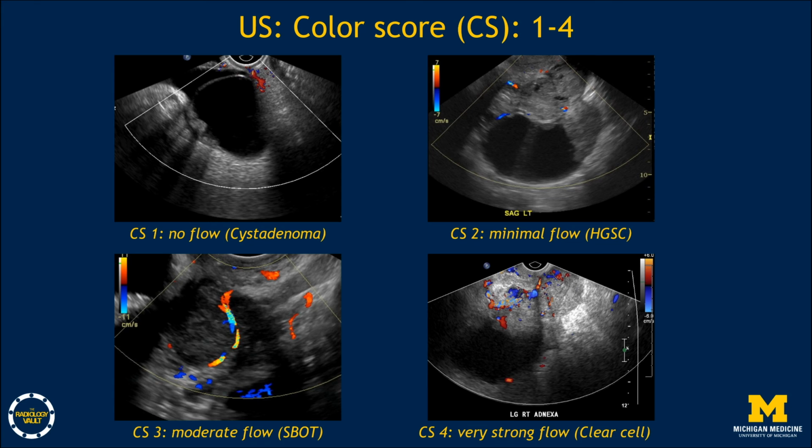In the first example here that ended up being a cystadenoma, the solid tissue has no internal vascularity. This is our second example with minimal flow in a high-grade serous carcinoma. This is moderate flow in what turned out to be a serous borderline tumor. And lastly, very strong flow in a clear cell.